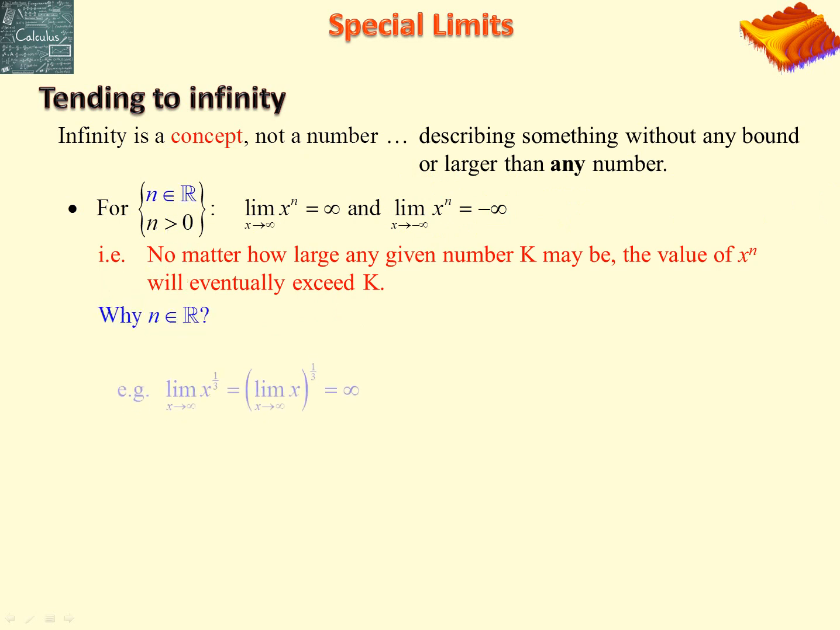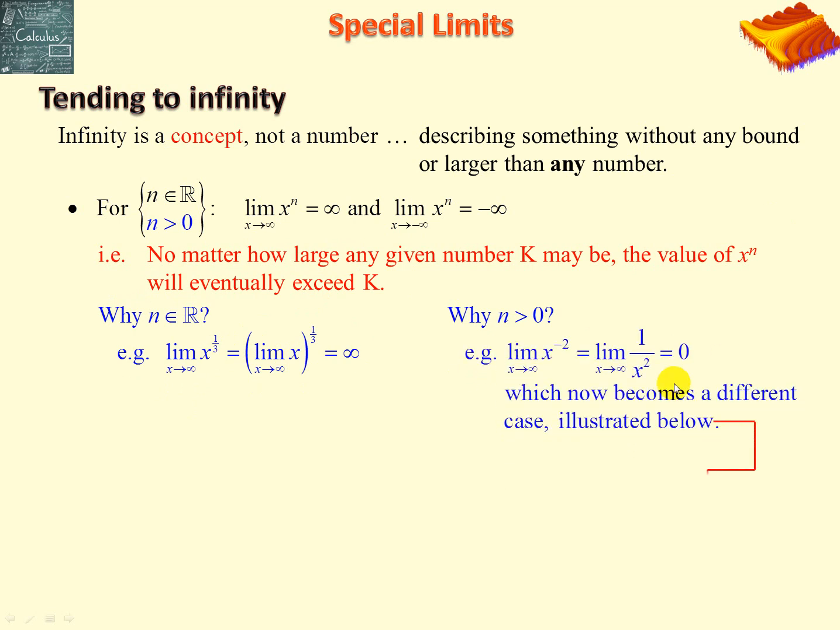Why n an element of R? Well, even something like a third, which is the cube root of x, that's also going to go to infinity. Why n greater than 0? Well, because n less than 0 will invert fractions and give a totally different case.